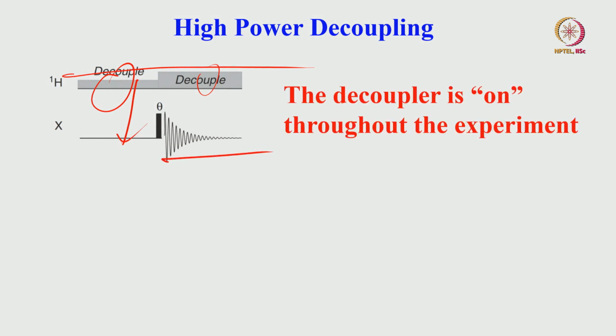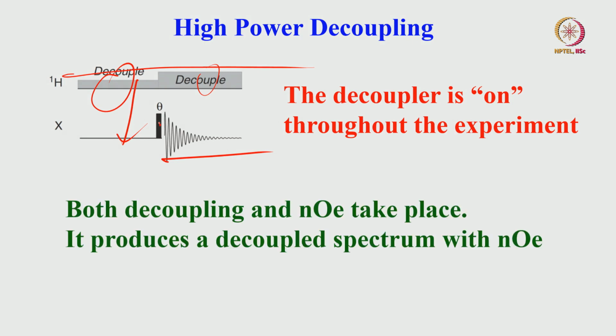This is an experiment. The decoupler is on continuously throughout the experiment. Even before applying the pulse, after applying the pulse, while collecting the data, continuously RF power is on at the proton channel, at the proton frequency. This is an experiment called high power decoupling. Here both decoupling and NOE are going on simultaneously.